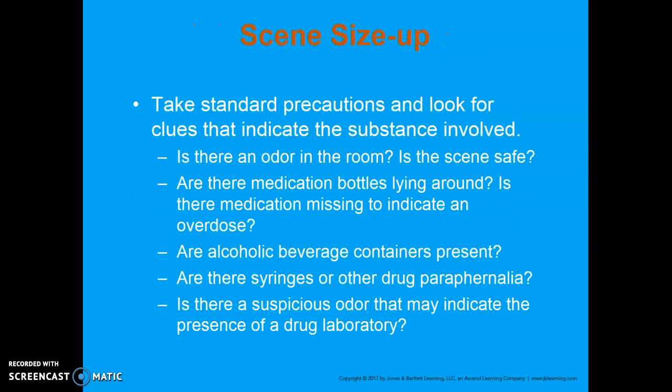For the patient assessment, the scene size up, a well-trained dispatcher can obtain a lot of that information that you're going to need pertaining to a poisoning call before you even get there. Any sort of proper protection that you're going to need when you enter the room, information pertaining to the mechanism of injury or nature of illness, number of patients that are involved, whether a trauma is involved. Those are kind of standard things that your dispatch should be able to collect for you.